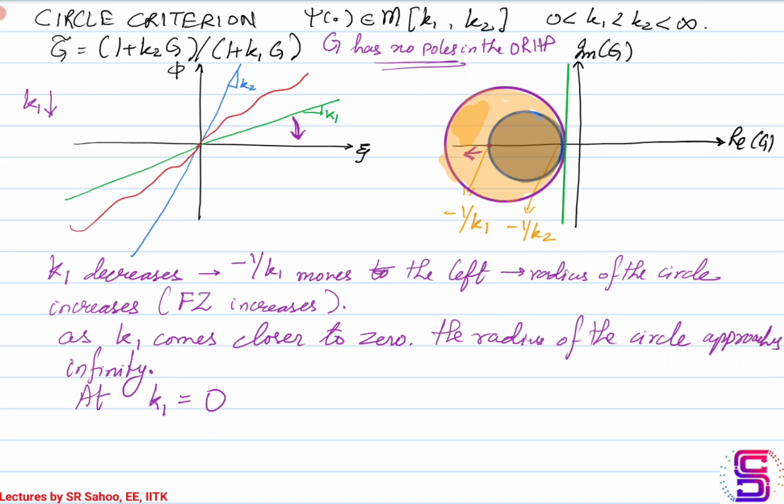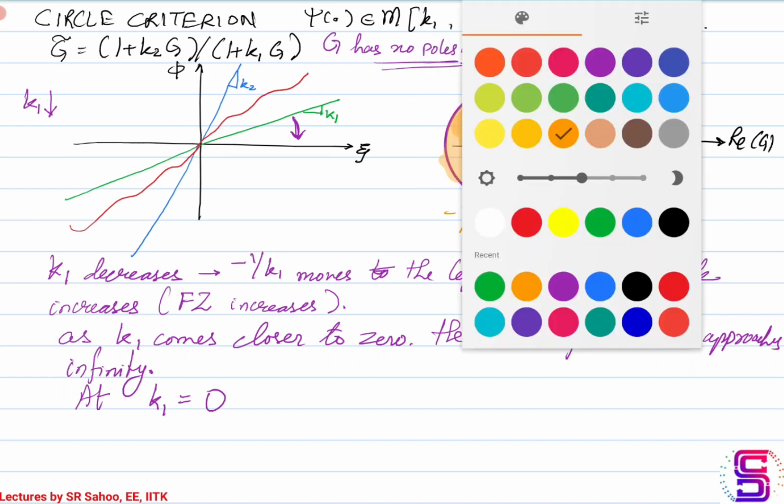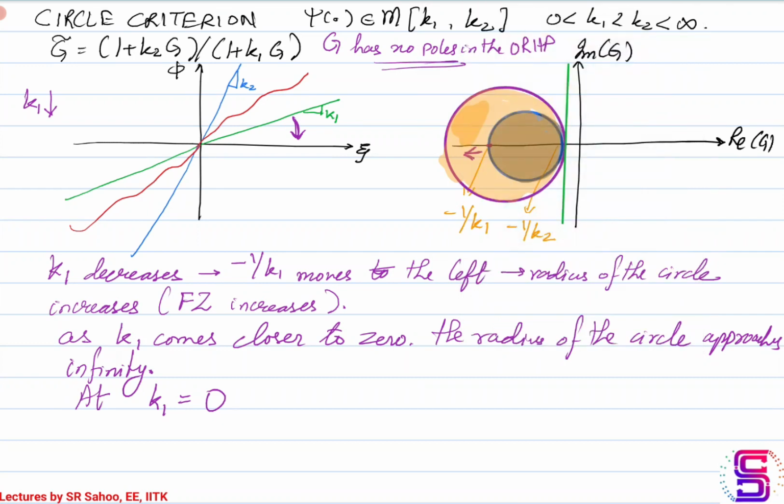Now the interior of the circle that we used to have when k1 was non-zero translates to everything on the right hand side of this particular straight line, including the straight line, of course.